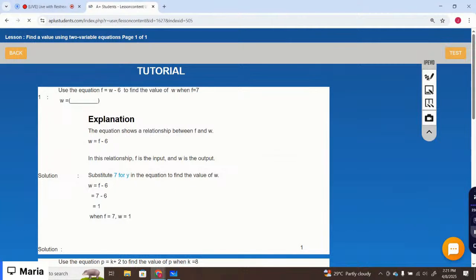Use the equation f equals w minus x to find the value of w when f equals 7. So the equation is w equals f minus 6. You need to replace the variable f with 7. So that is replace the f with 7. So 7 minus 6. 7 minus 6 is 1.